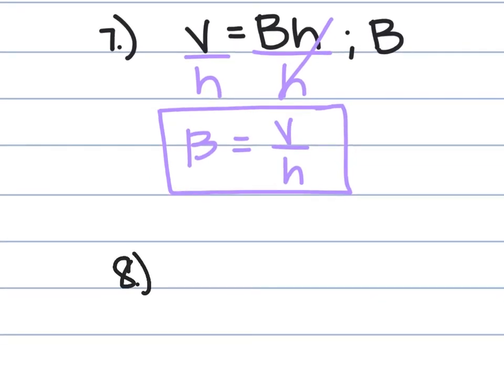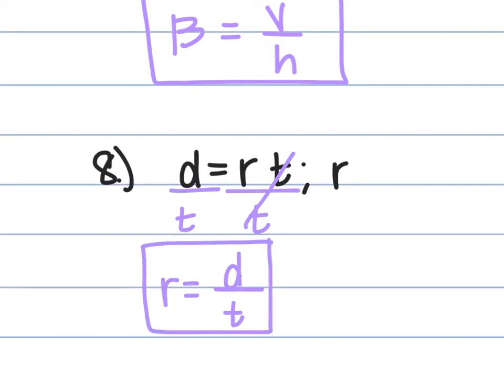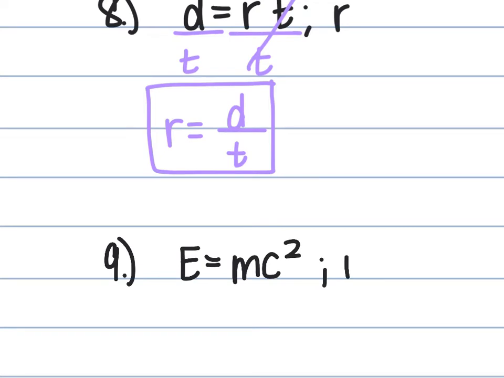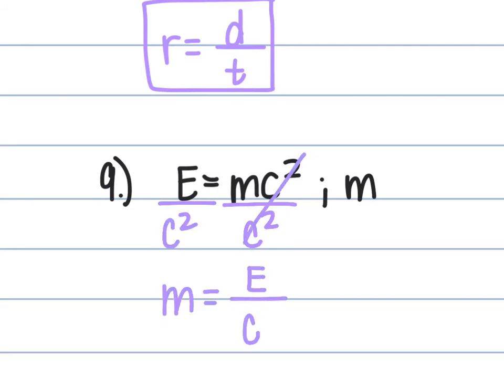For 8, they give us d is equal to r times t, and we're getting r by itself. So we're going to divide each side by t to get r is equal to d divided by t. For 9, we have e is equal to mc squared. We're getting m by itself. So m is being multiplied by c squared, so divide each side by c squared. And we have m is equal to e over c squared.